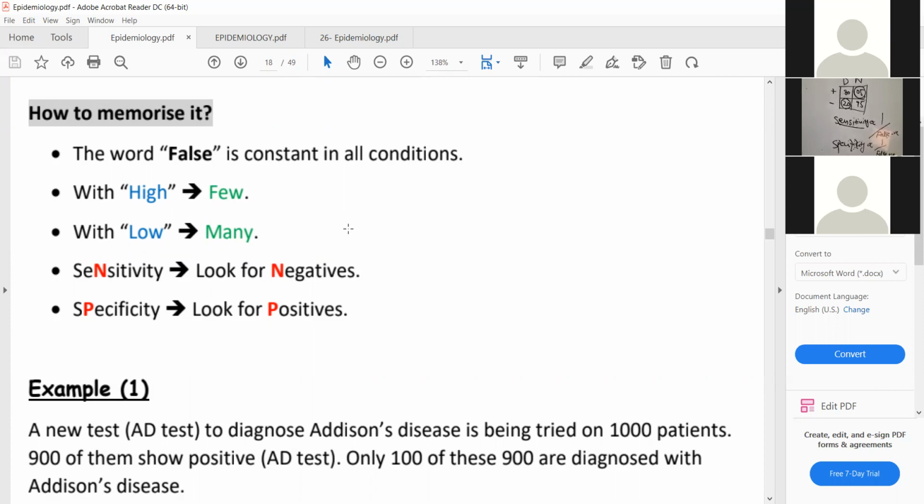So what can you say about this test? Out of 900, only 100 are true positive. And what about those 800? They are false positive, because they have a positive test result. So the number of false positives is very high. Out of 900, 800 are false positive, so you can say that this test has a low specificity.